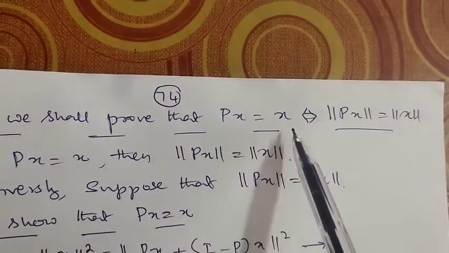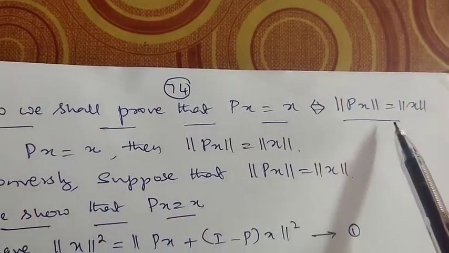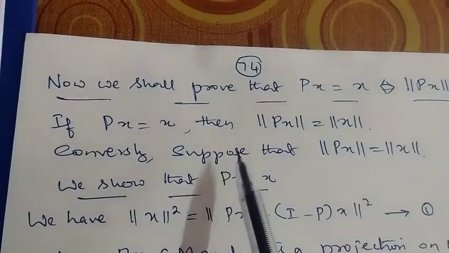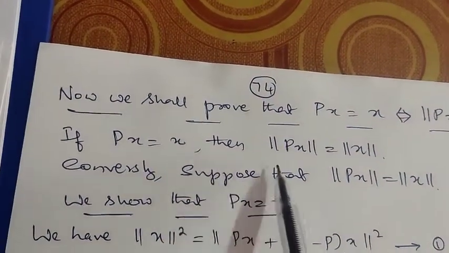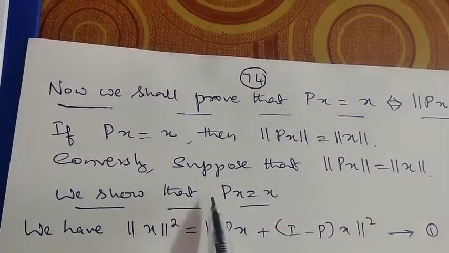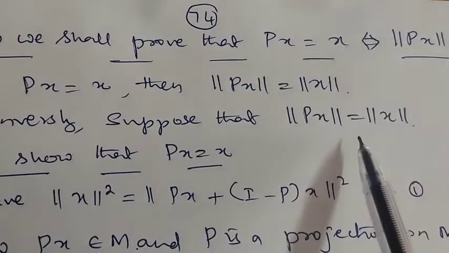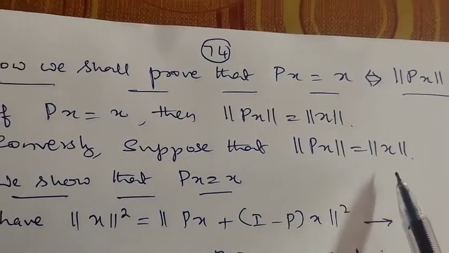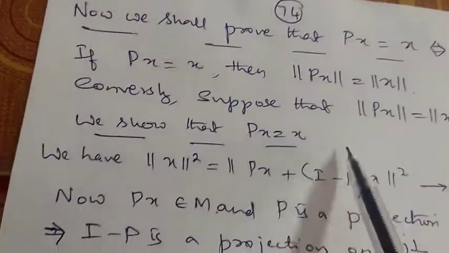Now we shall prove that P of X is equal to X if and only if norm of P of X is equal to norm of X. So first, if P of X is equal to X, then norm of P of X is equal to norm of X. It's straightforward. Conversely, suppose that norm of P of X is equal to norm of X. We show that P of X is equal to X.